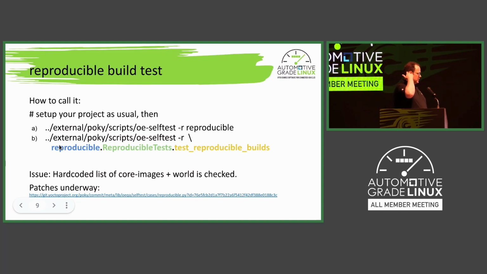What happens in here? To test for reproducibility, we need to build at least twice. We need to run one build of a given image or whatever target, store that, and rerun it. This is quite an expensive operation, but there is no way around it. So we actually run two builds, build A and build B, and then we compare them and find out if there are differences between those builds.